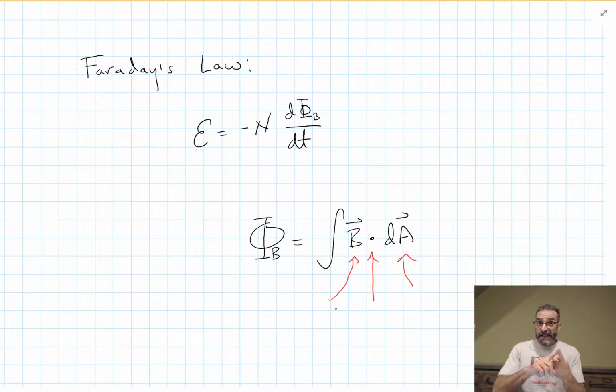So we can change the magnetic field strength, we can change the size, the area of our loop, and we can change the orientation between the two of them. Any one of those will change the flux, and as long as the flux is changing, we can have an induced EMF in our loop.